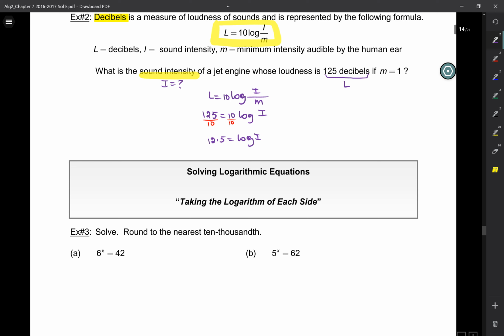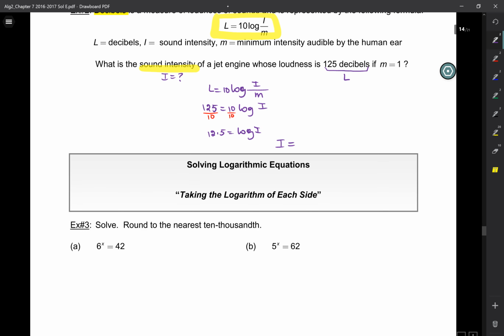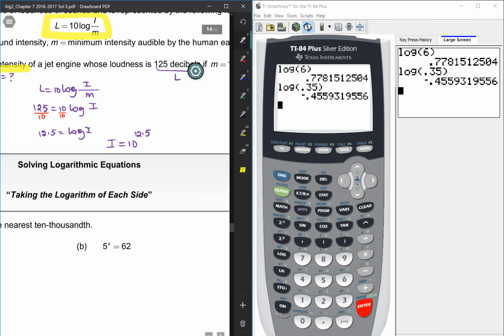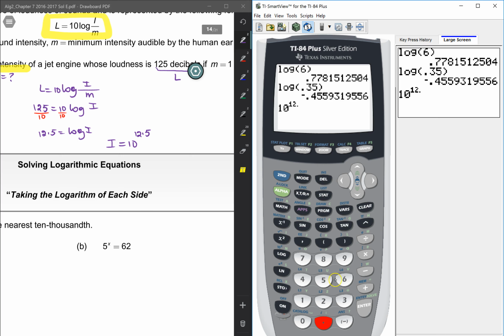Now, this is an equation. I only have the logarithm on one side. How do I solve this one? What do I do to solve it? Definition of logarithms, right? What's the base of this log? The base is 10. The exponent is 12.5. So I is 10 to the power of 12.5. All right, and let's see how much that is. Let's plug that in the calculator and let's see how much that is. 10 to the power of 12.5.